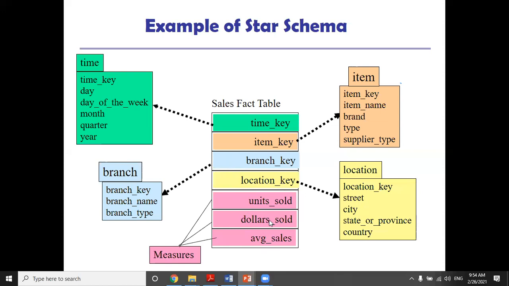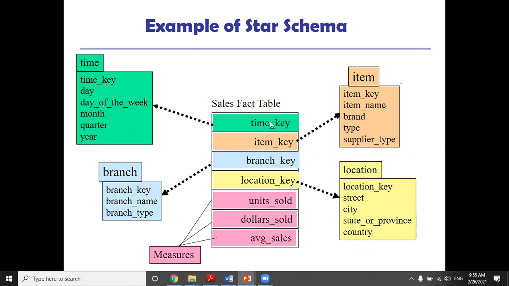And not only measures, the fact table also contains the primary key or candidate key of each and every dimension table. Tell me, what are the primary keys of the dimension tables? What is the primary key of the item table? Item key, that is unique in nature. In the case of location, location key, that is also unique in nature. Branch key for branch, and time key for time. So you see, the fact table holds all those keys.